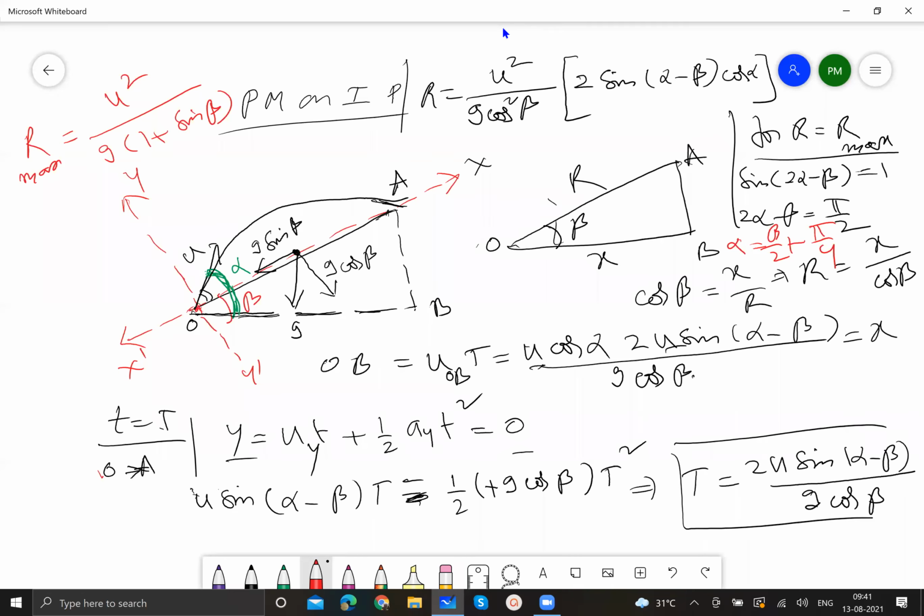So this is about the oblique projectile motion on the inclined plane. This is the basic concept. Using that, all relevant questions can be attempted. So with this, I am concluding.